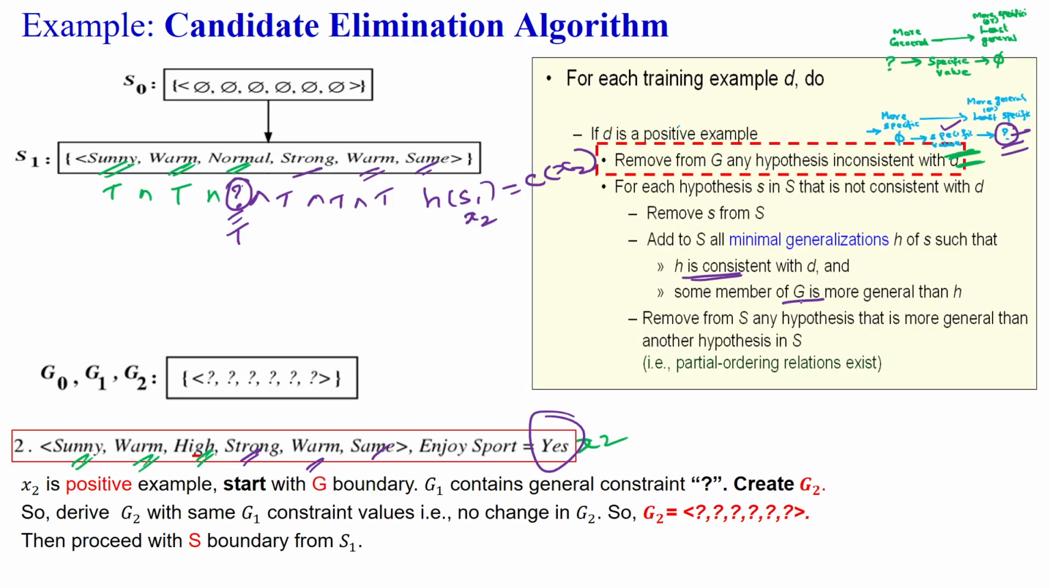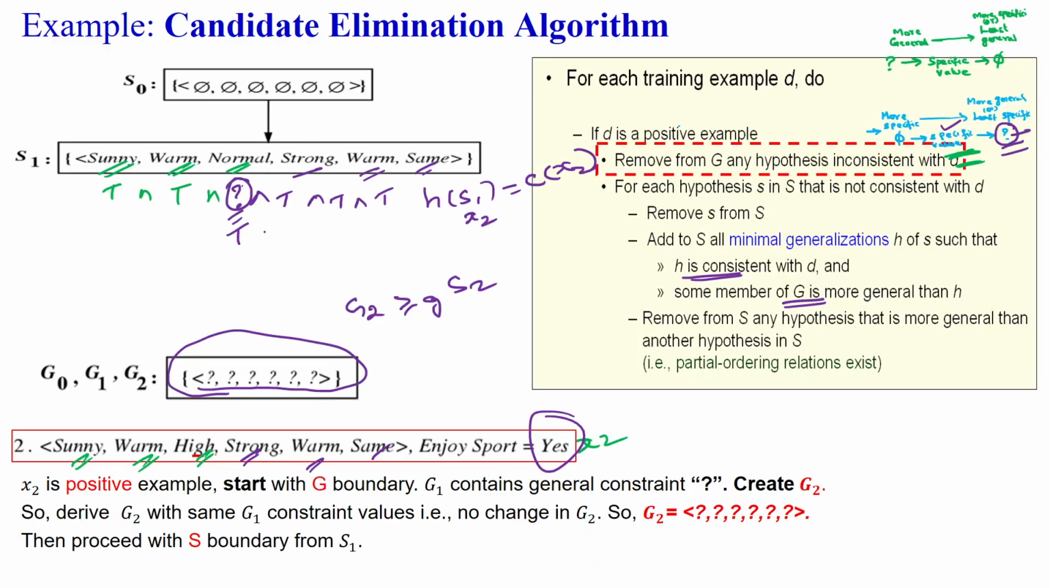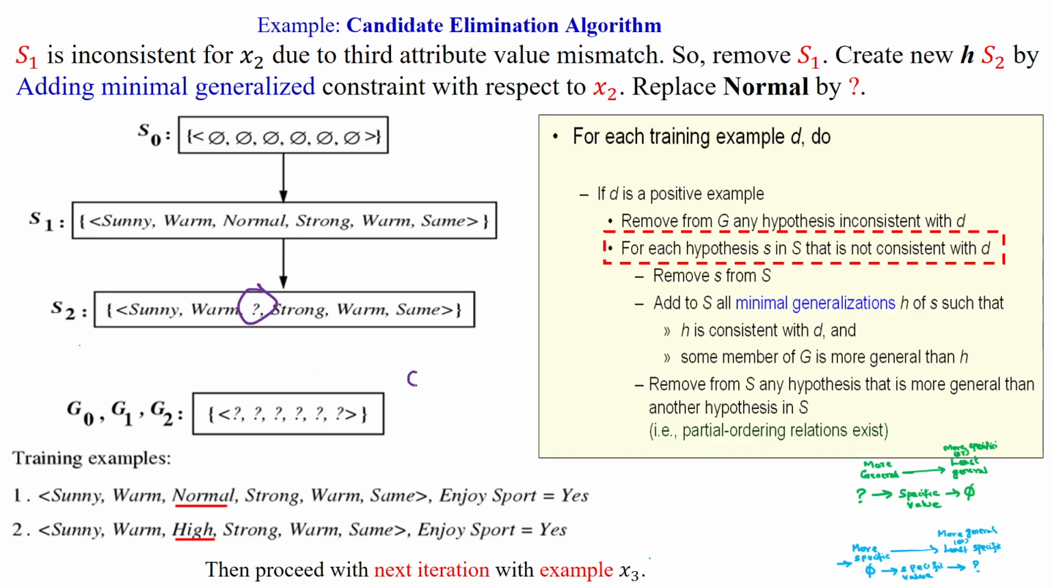Now look at this member in the general boundary, it is more general than the new hypothesis S2. By replacing with the question symbol we found S2, and G2 is more general than S2, this step. Then we have to check if there is any other hypothesis available in S. No, only one hypothesis is available in S2, so this step is not valid as of now. Now we have to check whether any other example is available in the next iteration.